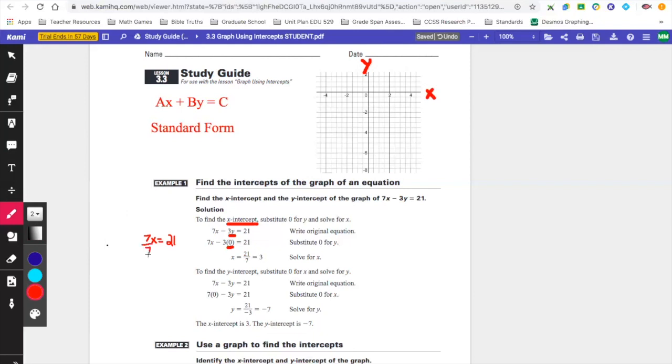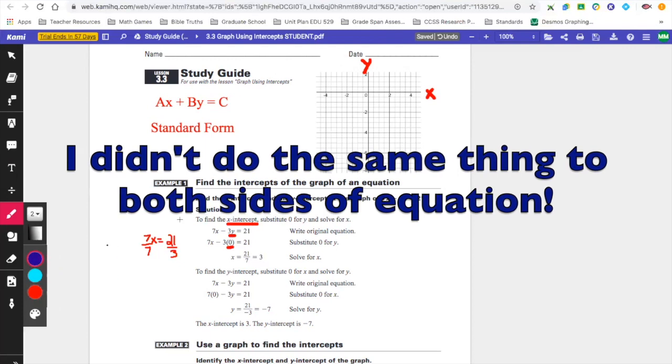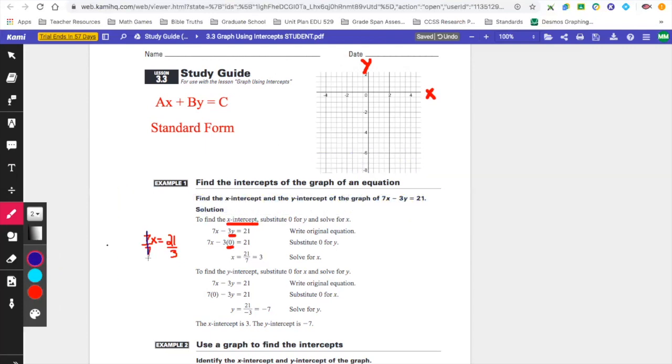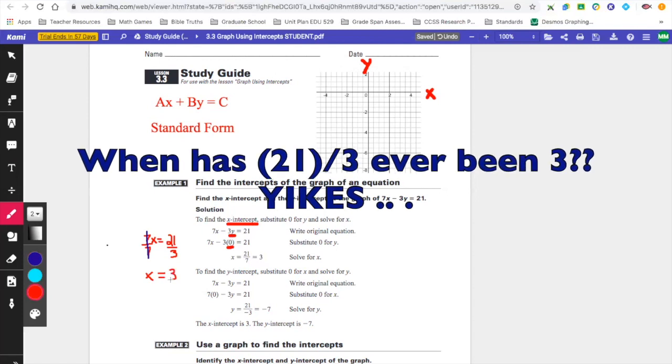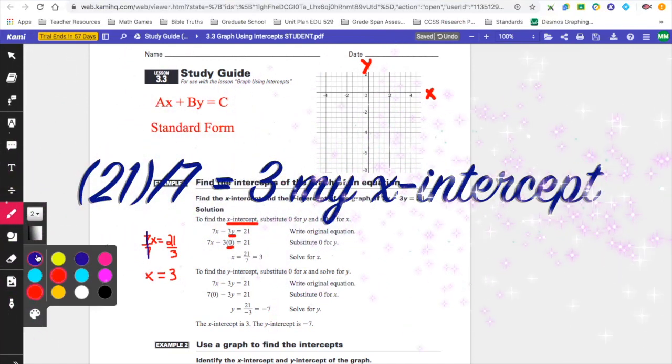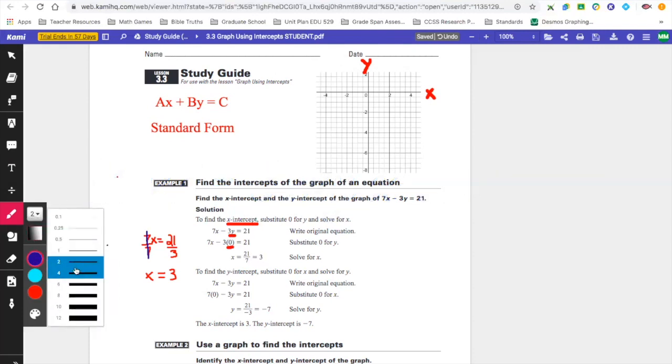Whatever I do to one side of the equation, I've got to do the same to the other side of the equation. I see that my 7s will cancel, and that leaves x equals 21 divided by 7, which is 3. There is my x-intercept. I can go over to the graph, and I can plot that point. X is 3. There's one intercept. All I need is one more point, and I could draw a line.